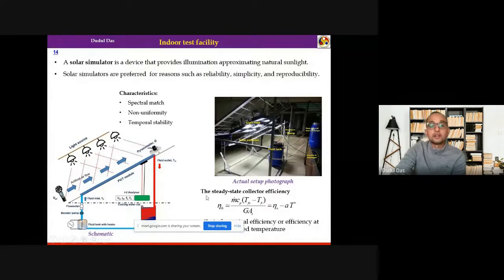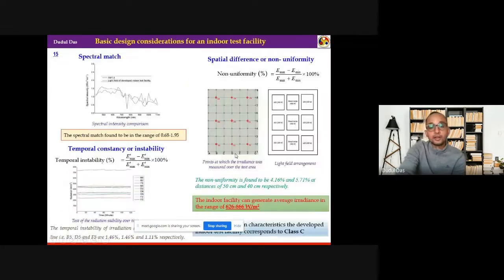This is basically the thermal efficiency. And this photograph tells us how exactly this setup looks like. And these are 3 important parameters which we need to investigate while designing an indoor test facility. First is the spectral match. That means by using the lights or artificial lights, how much closeness we are achieving to actual solar spectrum.